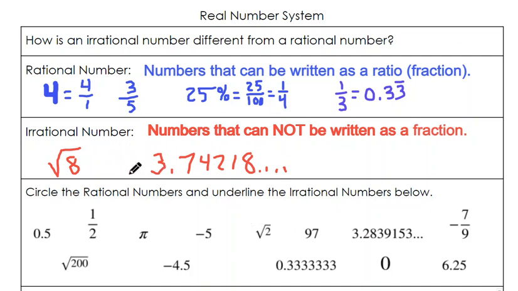All right, go ahead and pause the video. Try and do this down here on your own. It says circle the rational numbers and underline the irrational numbers below. So look at these numbers, circle the rational ones, underline the irrational ones. Unpause it when you're done.